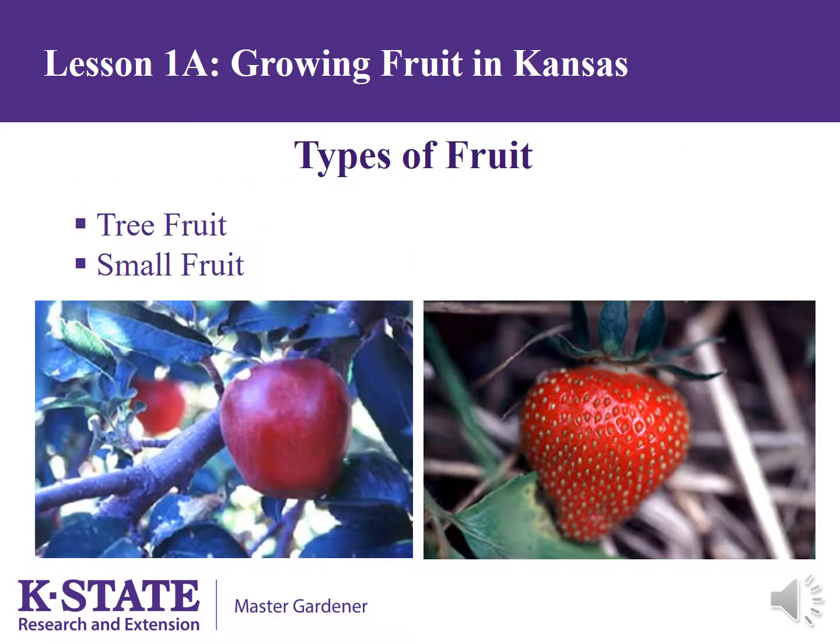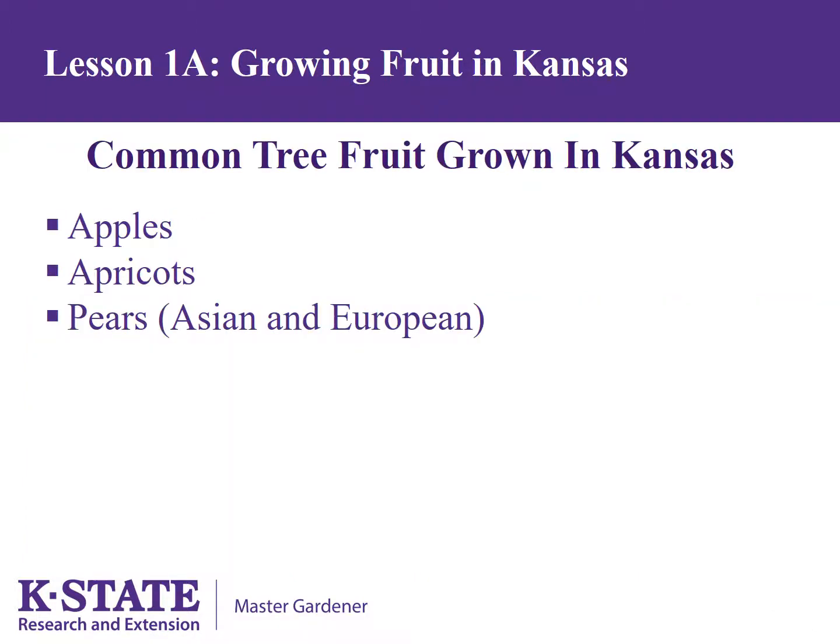We can grow a variety of tree fruit and small fruit in Kansas. Tree fruit would include species such as apples and cherries. Examples of small fruit would be strawberries, blackberries, and grapes. 3 tree fruit commonly grown are apples, apricots, and pears, but late spring frosts often eliminate the apricot group. Note that we can grow both Asian and European pears. What is the difference between these 2 types of pears?